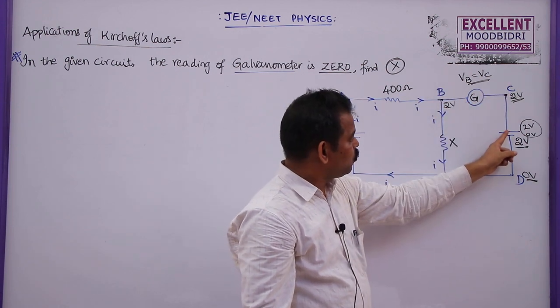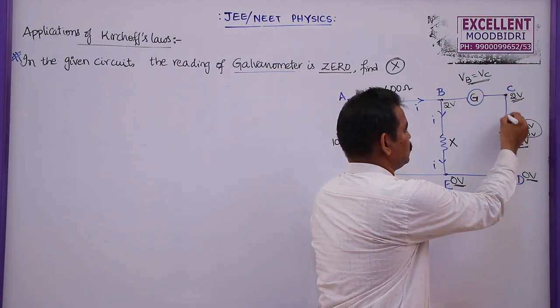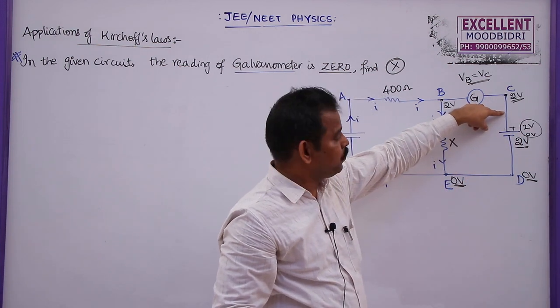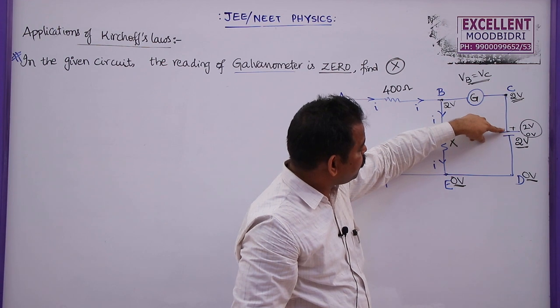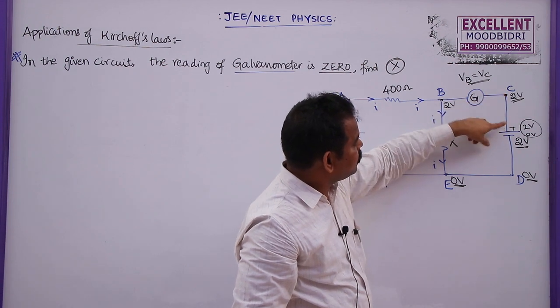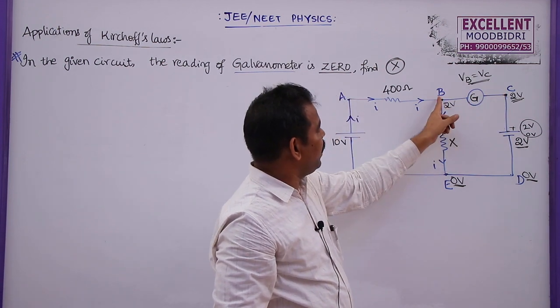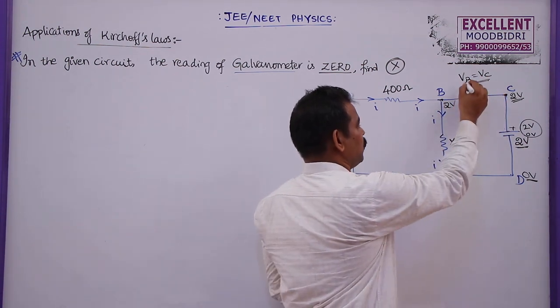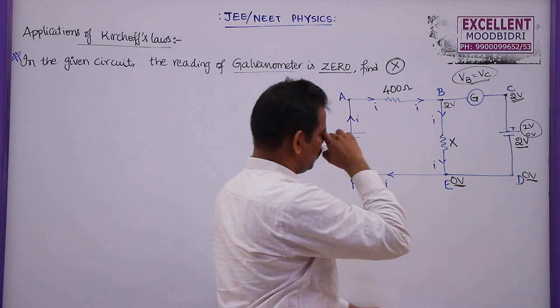As it is connected to plus 2, if there is a resistor here, then there will be some potential drop here. As there is no resistance between the positive terminal and point C, the same potential can be seen here. And as there is no current through this one, 2 volts and 2 volts must be equal. Now we got that point. VB is equal to VC.